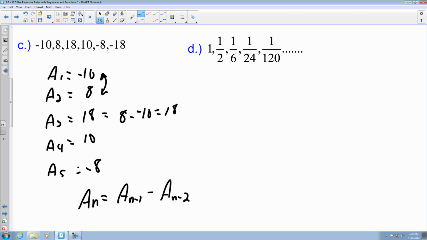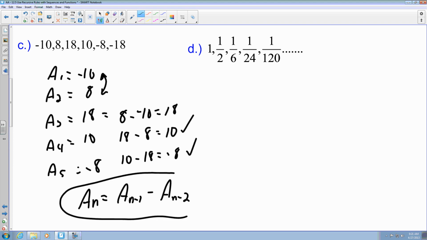So like if I look at a sub 4, that means I have the one right after, it's going to be 18 minus two values after that, which is going to give me 8, which equals 10, which holds true, checks off. And then if I go 10 minus 18, it's going to give me a negative 8, which holds true. So this is my general equation for this particular sequence. A lot of it is guess and check. It's probably not the most scientific or mathematical way to do it, but sometimes it's the most logical.